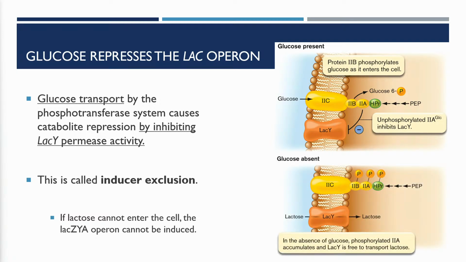And when glucose is absent, then you can have lactose get into the cell, and then you can break down lactose. So glucose is what's excluding lactose from coming in when glucose is present.